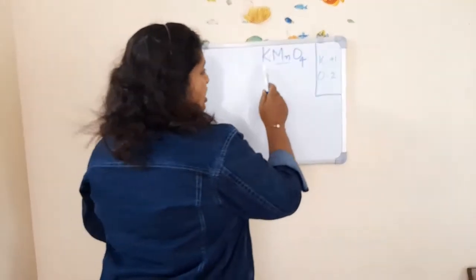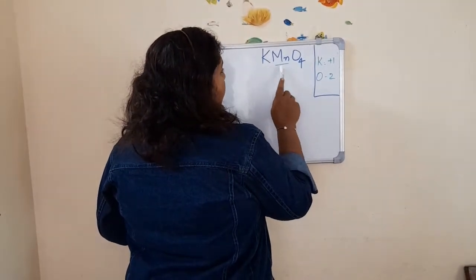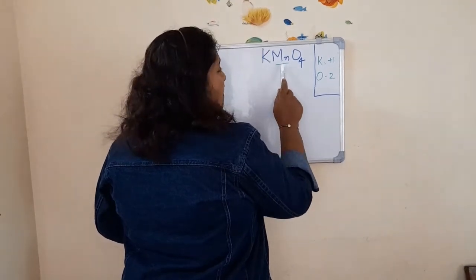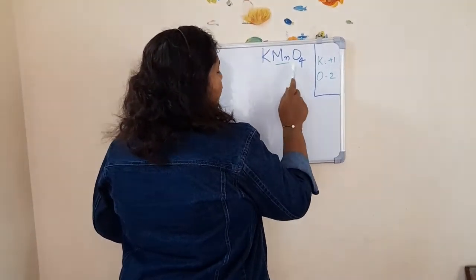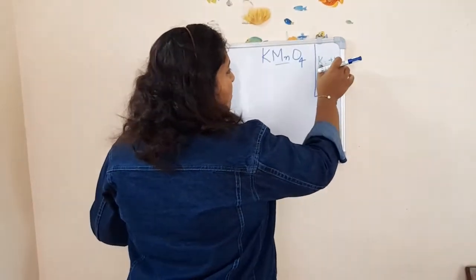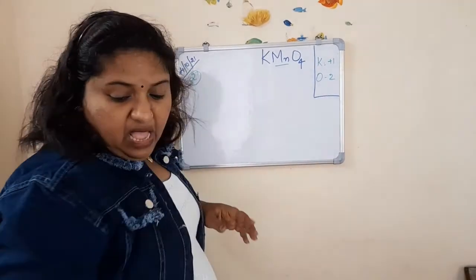Find out the oxidation number of manganese in potassium permanganate, KMnO4. Here in the question, the oxidation number of potassium and oxygen is given, so it is easy for us to find out.